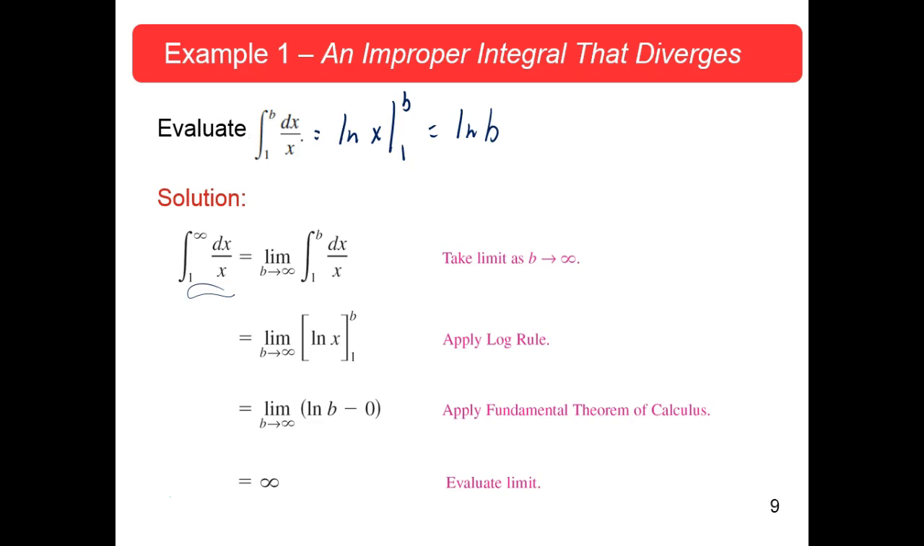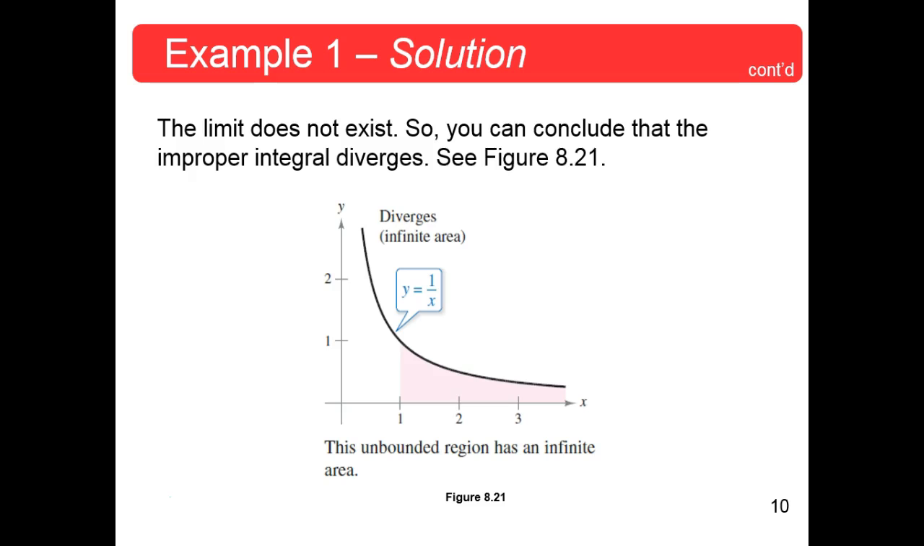Now, I really don't like it for them to say the answer is infinity. That's not a number. To me, you say this one does not exist. Maybe there's some esoteric reason that should, but it doesn't. Now, the limit does not exist. That's what they should have said. So you can conclude the improper integral diverges.